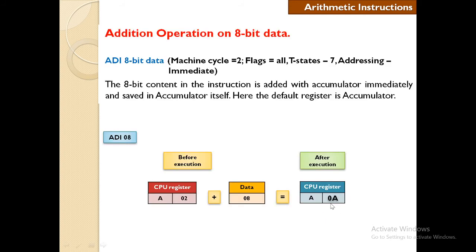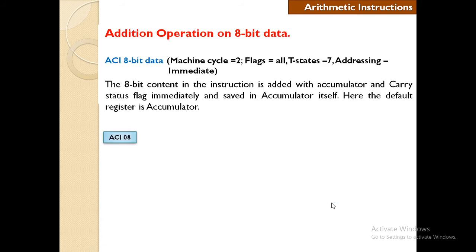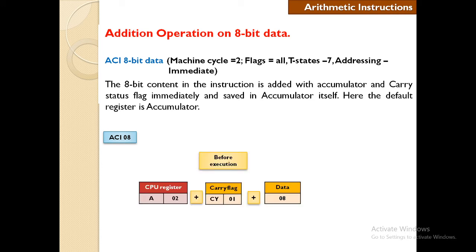So it gets added, and what we get is the updated result in the accumulator. Similarly, if we talk about ACI here, we will be including the carry. Before the execution, the content is 08, which has been provided with the instruction itself, and if the carry flag previously had 01, that 01 gets added with the previous content of the accumulator, which is 02, and then the data provided immediately with the instruction, which is 08.